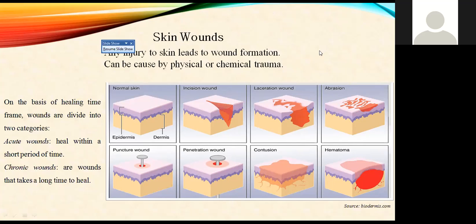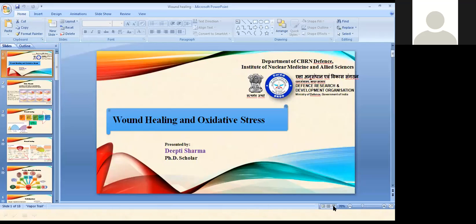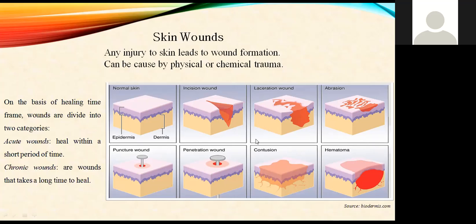Then there is hematoma. Hematoma is more harmful than contusions, because in this the big blood vessels break, and all the blood seeps out through them, pooling the tissues with blood. These are the types of wounds depending upon the penetration of the skin.